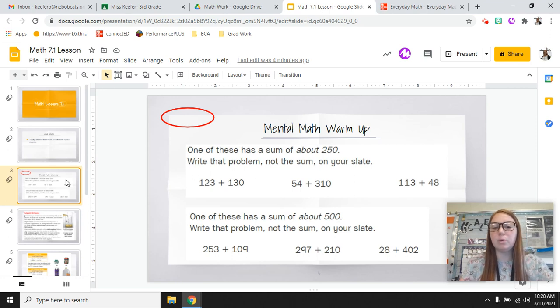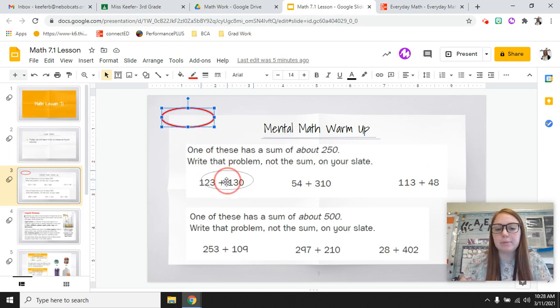Our mental math says one of these has a sum of about 250. It says write that problem, not the sum, on your slate. If you have a piece of paper or a whiteboard near you, you can try these problems. This is practicing estimation, looking at two numbers and estimating what they're going to be near. You're looking at 123 plus 130, 54 plus 310, or 113 plus 48, and you're trying to decide which one would be about 250. Which one, looking at them, makes sense that it would be near 250? So try this problem.